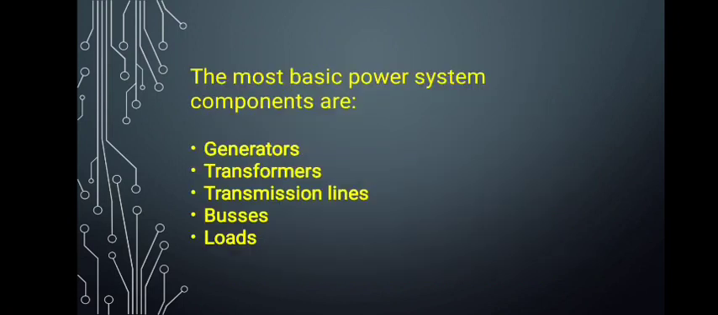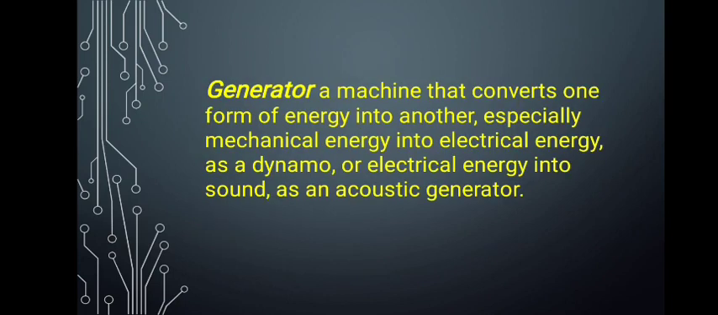The most basic power system components are generators, transformers, transmission lines, buses, and loads. So what is a generator? A generator is a machine that converts one form of energy into another, especially mechanical energy into electrical energy, as a dynamo, or electrical energy into sound, as an acoustic generator.